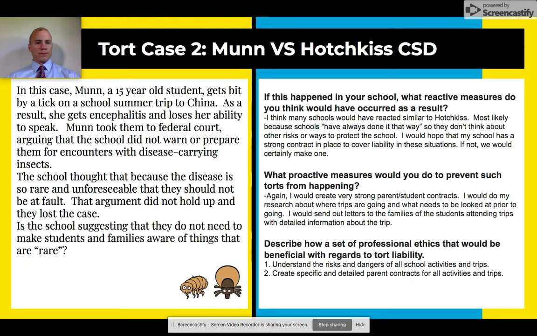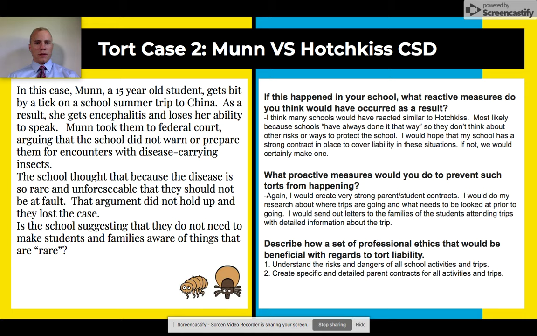And case two. In this one, Munn versus Hotchkiss. Munn's a 15-year-old student on a summer trip to China who gets bit by a tick. She gets encephalitis. I think I'm saying that right. Loses her ability to speak. So pretty crazy situation. Munn took it to federal court, arguing that the school didn't warn or prepare them.